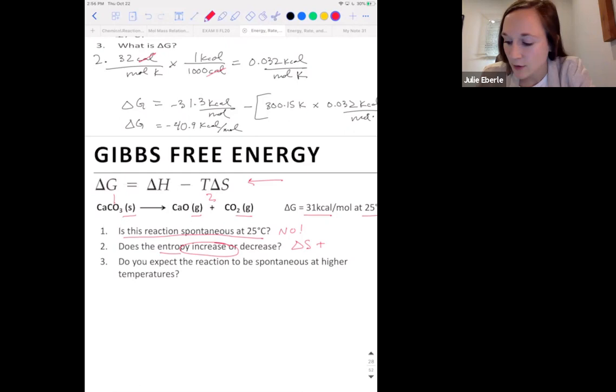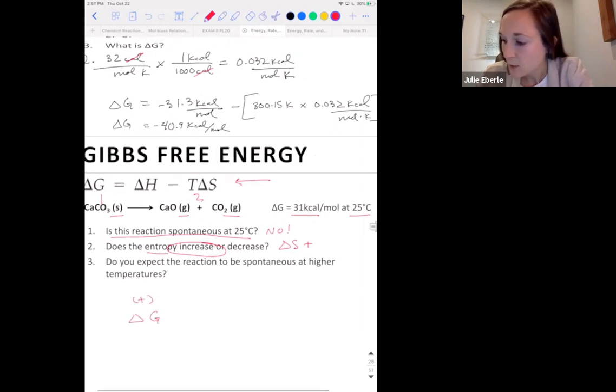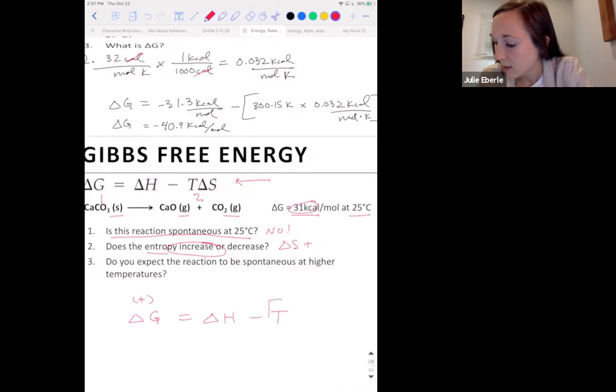Let's analyze what we have so far. I'm going to write out my equation. I know that delta G is positive. That's what we saw over here. And it equals delta H minus T, and I'm going to put brackets because it's times delta S. I also know we just determined that my delta S is positive. Okay. So what is delta H?